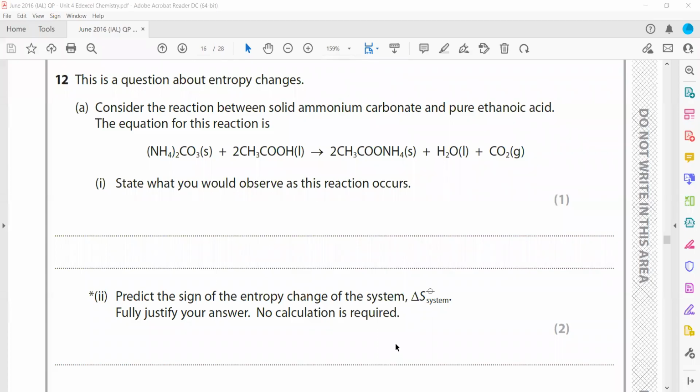This question is about entropy. Consider a reaction between solid ammonium carbonate and pure ethanoic acid. What do you observe as this reaction occurs? What observe means is what we'll see. So we'll see bubbles because the carbon dioxide gas is given off. Whenever a gas is given off, we'll see bubbles, effervescence.